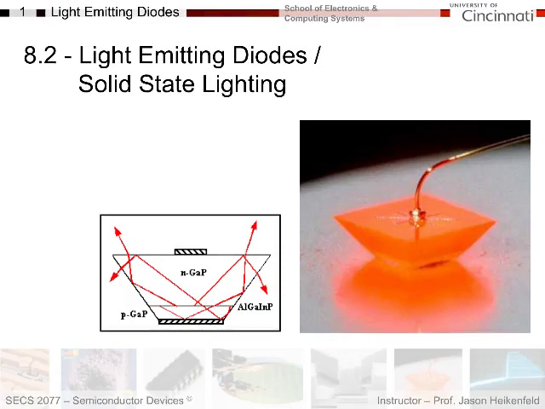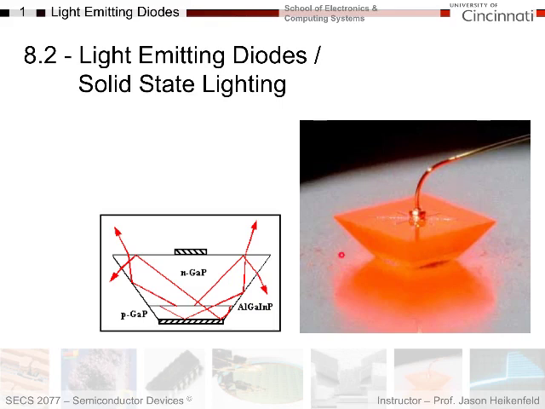Okay, so we're going to continue moving through semiconductor devices involving light, and today we're going to talk about light-emitting diodes and solid-state lighting. Solid-state lighting is basically light-emitting diodes, it's just another term for that. The photo that we have to start here is my favorite photo of this entire course.